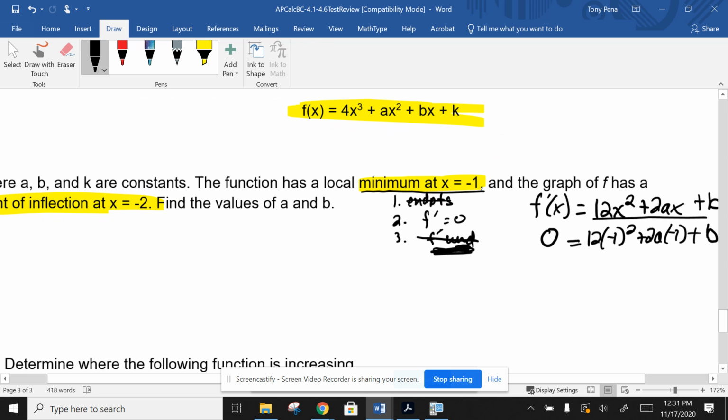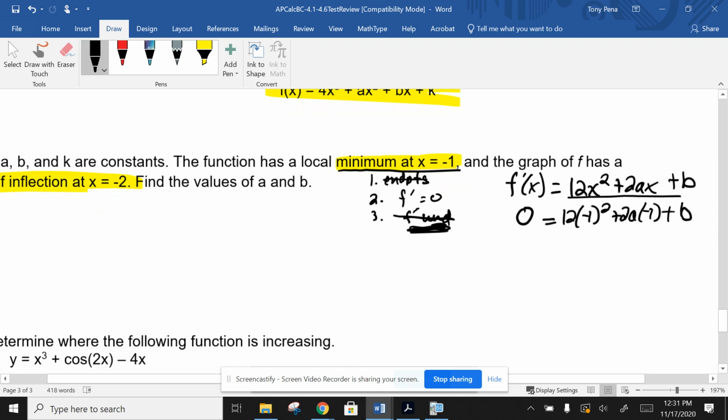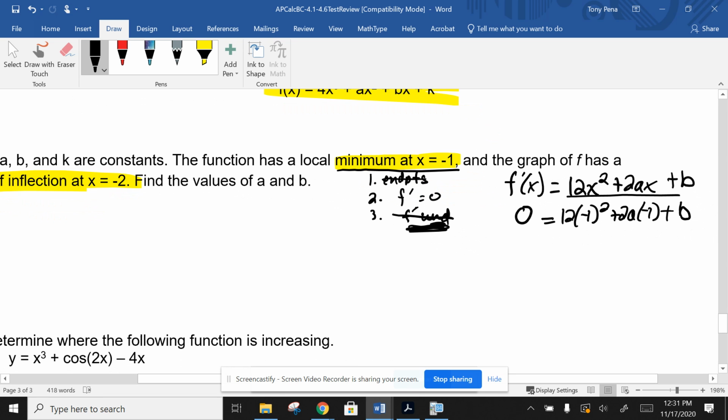Let me make this bigger for the old guys in the back with bad eyesight. So let all of your x's equal -1. What we then end up with is 12 minus 2a plus b. But then we're kind of stuck. There's nowhere else for us to go with that information.